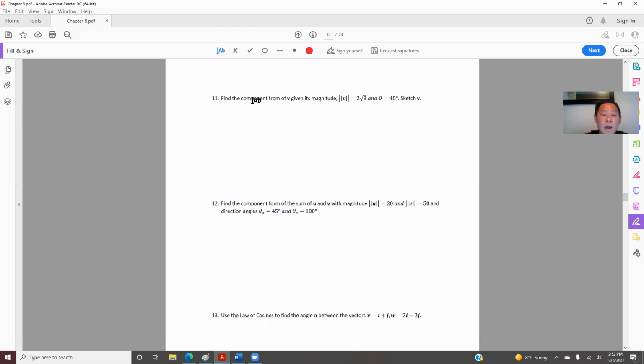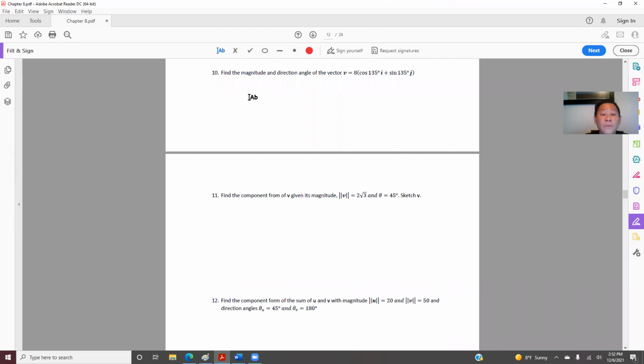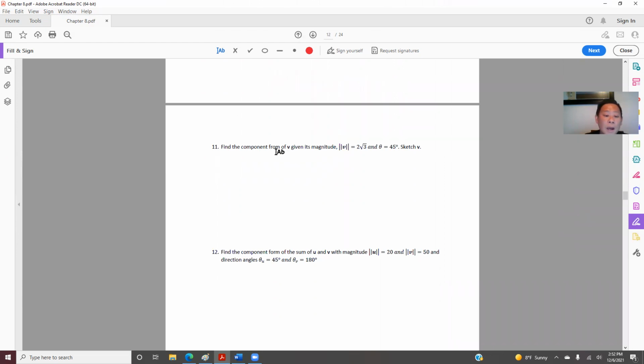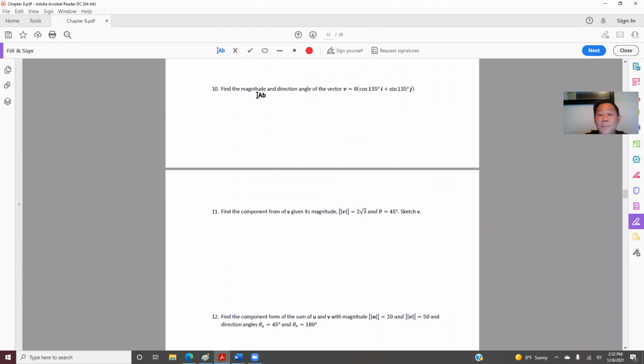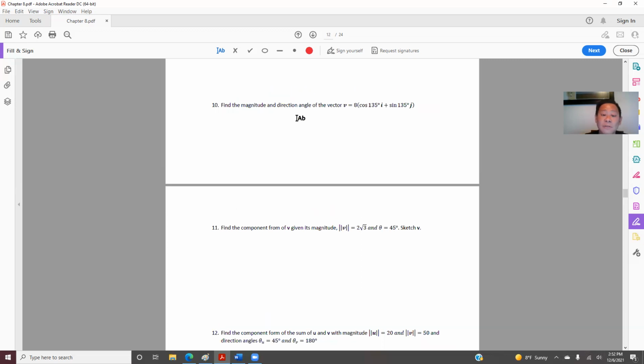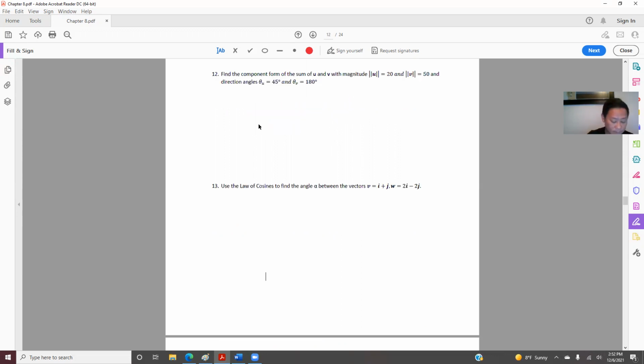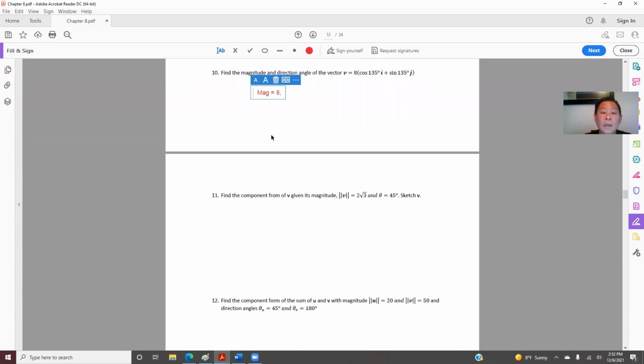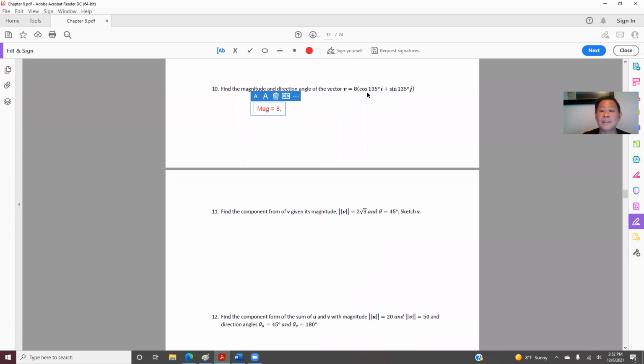Now this question wants us to write this in component form. This one, number 8: find the magnitude and the direction angle. This one is very easy because it is already in direction form. So the magnitude in this case will be 8, and the direction angle in this case will be 135.